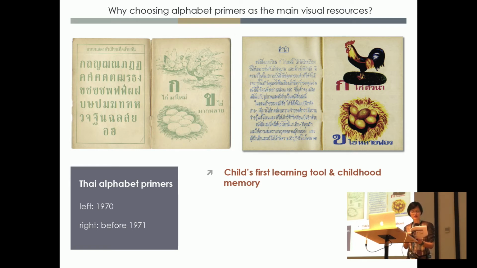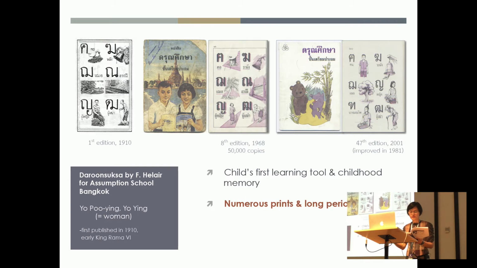Second, most primers are continuously published in many copies for a long period of time. For example, Darun Suksa, published by the Assumption School of Bangkok. It was composed by F.P. Lack, the French Catholic missionary. The first publication was in 1910, with continual improvements for over 100 years until the present edition.